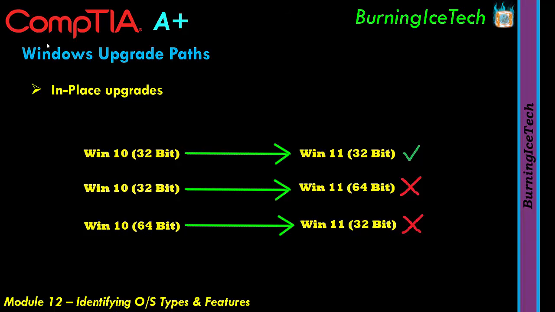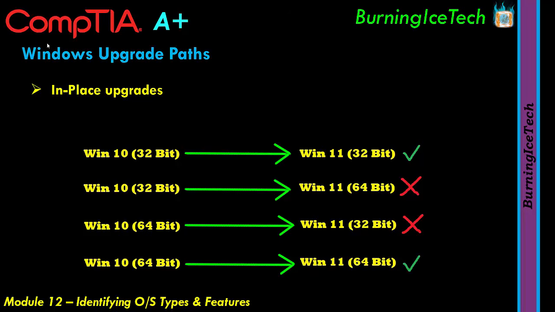So you cannot go vice versa. You have to stay in your lane, in other words. So if you've got Windows 10 32-bit, you can only go to Windows 11 32-bit. If you've got Windows 10 64-bit, you can only upgrade to Windows 11 64-bit. So you have to stay in your lane. You have to stay on the same architecture. You cannot go vice versa.